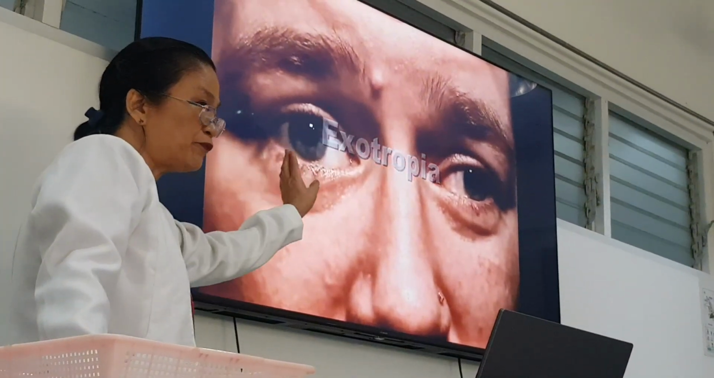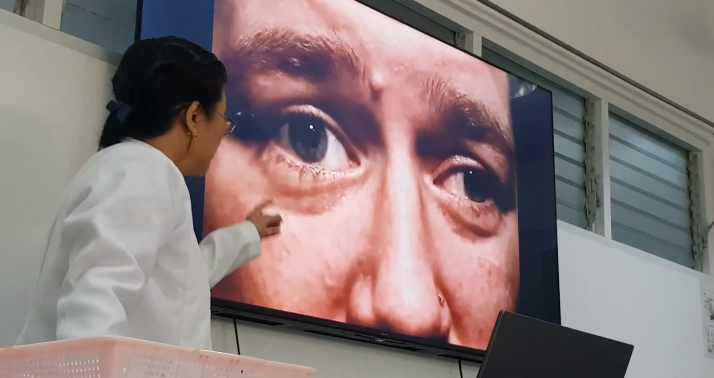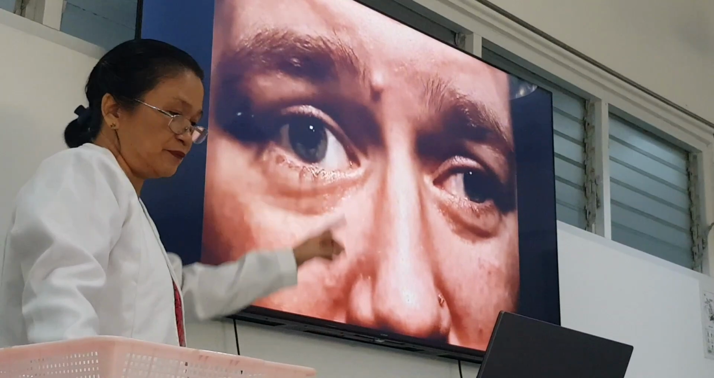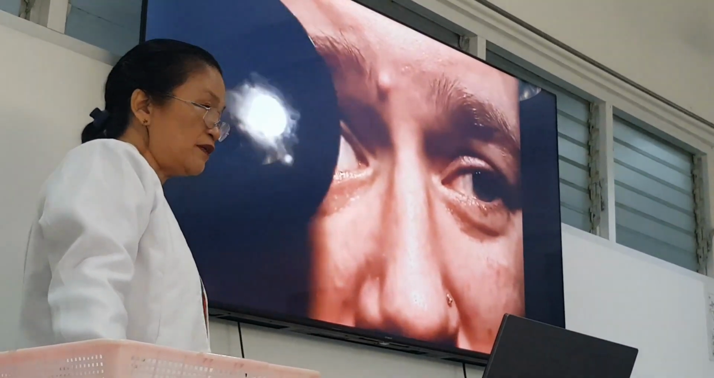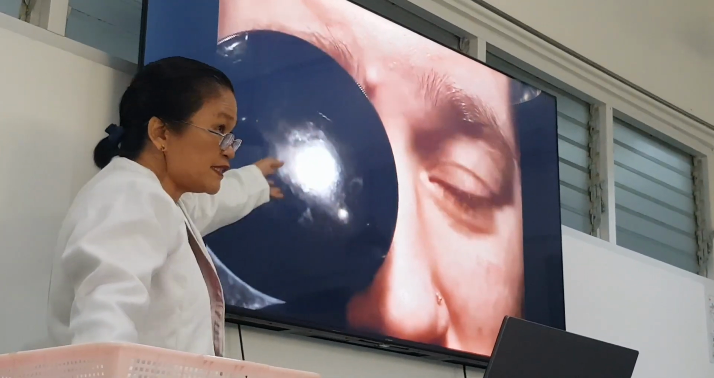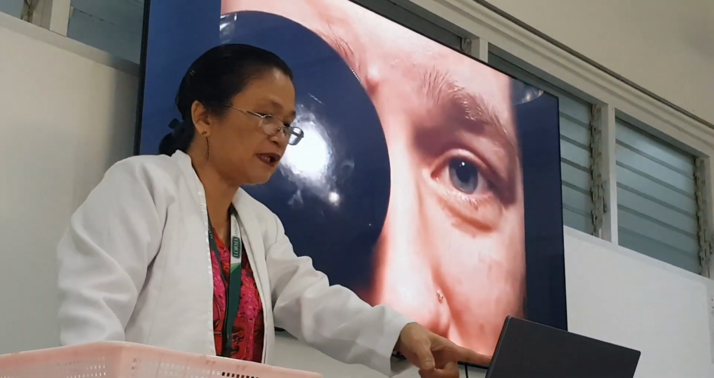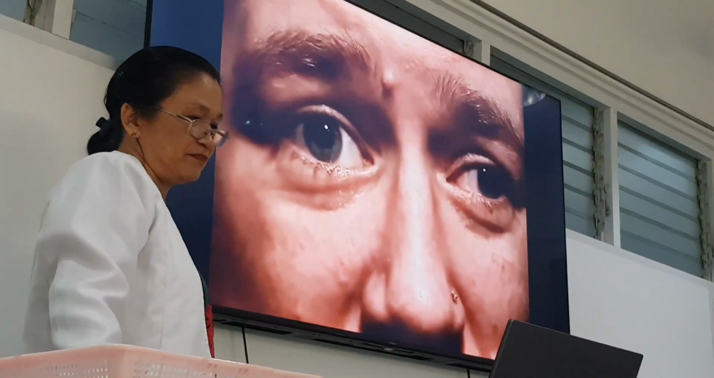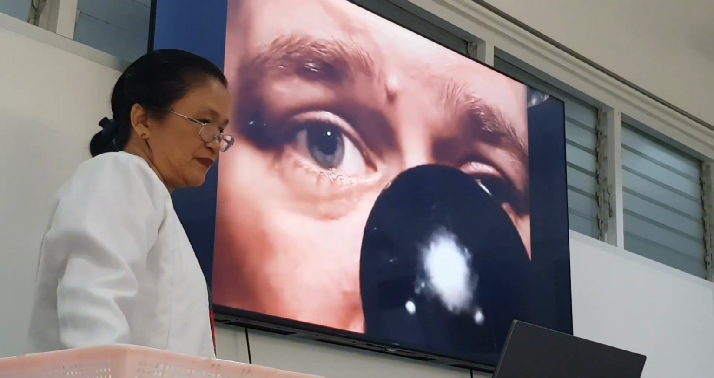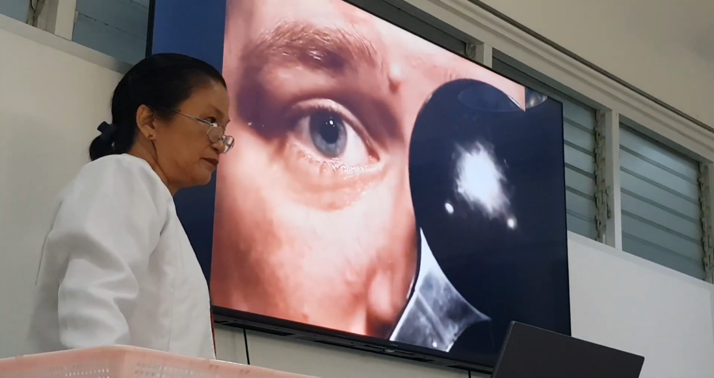Exotropia. Here is a patient with exotropia. The left eye is deviated outward. As the fixating right eye is covered, the left eye moves inward to pick up fixation. This is the normal eye. As the non-fixating left eye is covered, there is no movement of the already fixating right eye.